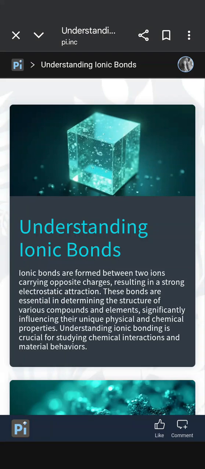So, for example, we have different ions like Na and Cl. Na carries a positive charge and Cl carries a negative charge. So they both attract each other and form a bond, which is an ionic bond.